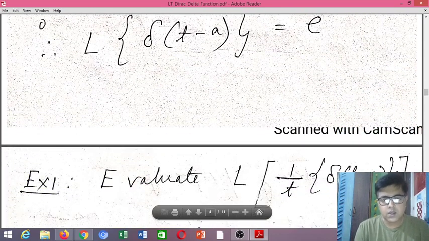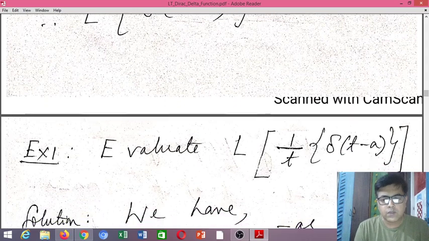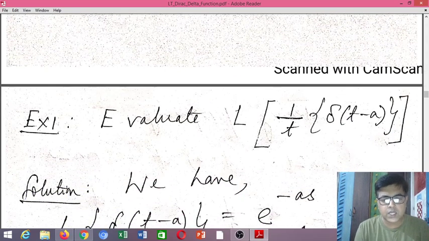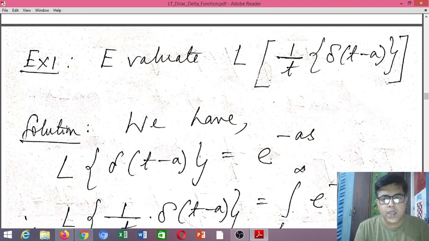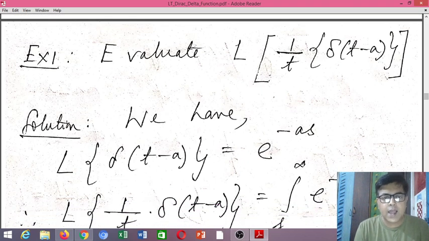Okay, so this is a very important result as far as the Dirac-Delta function or the unit impulse function is concerned. So is it clear? I hope you have understood the definition of a unit impulse function and its filtering property, and using the filtering property how we are evaluating the Laplace transform of a unit impulse function.